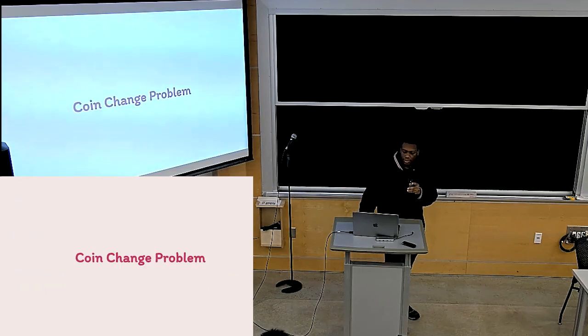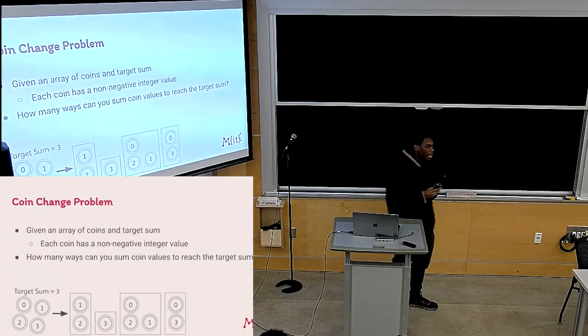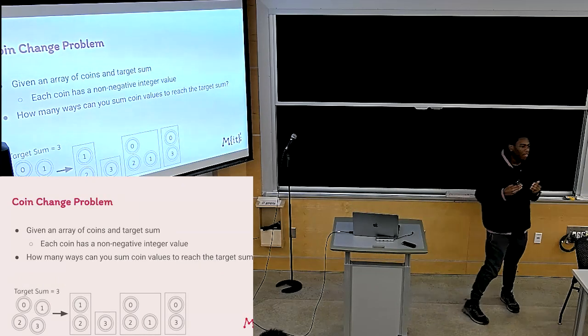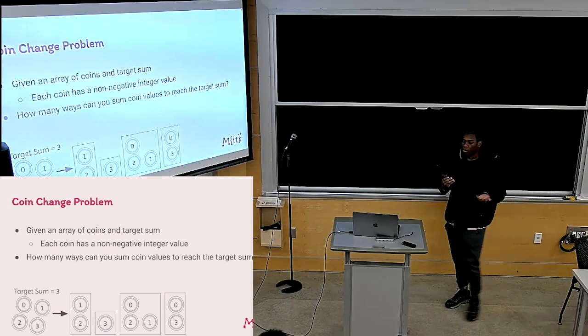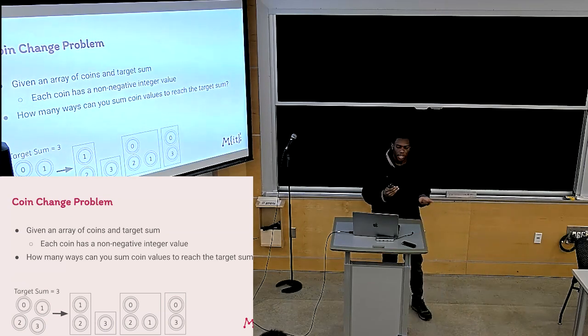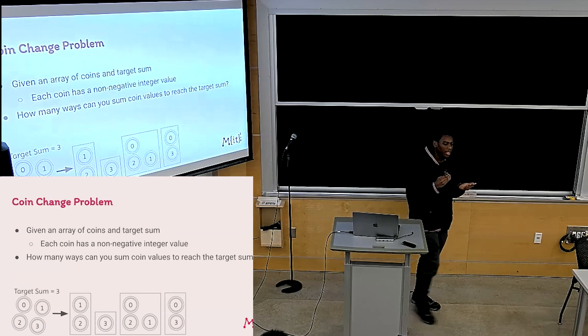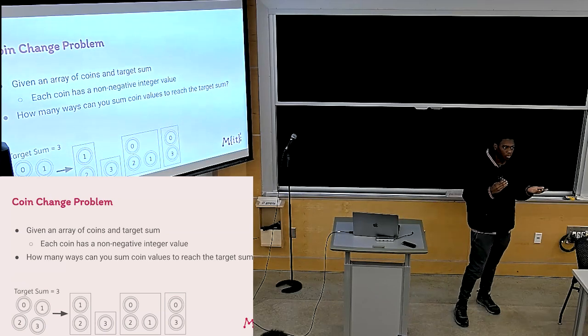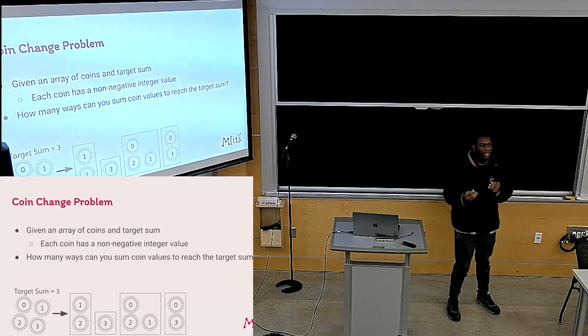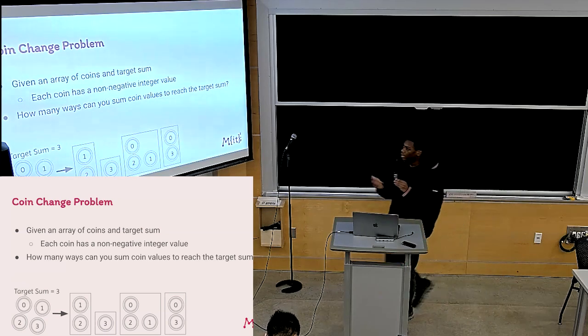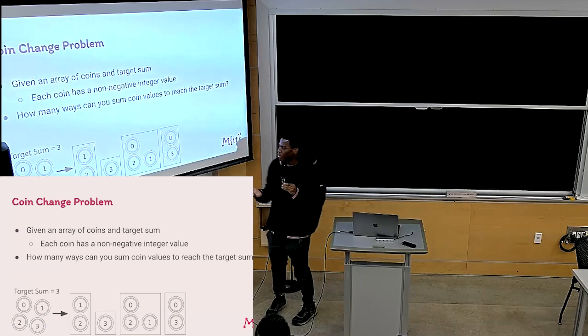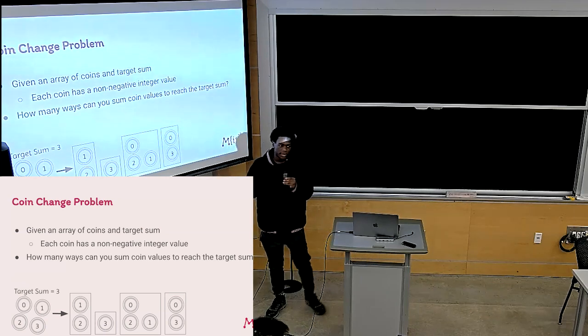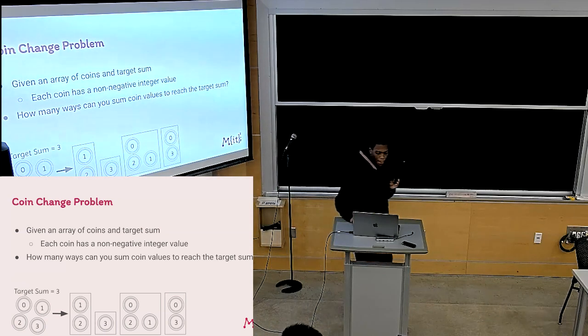So another problem we'll look at is the coin change problem. And it goes like this. You're given an array of coin values. So for example, you may have a 0, 1, 2, and a 3. And then you're also given a sum that you want to actually get to. And the question is, how many ways can you combine these coin values to get to the sum? So in this case, for example, we see that if you want to sum to 3, there's 4 ways to combine these coins.